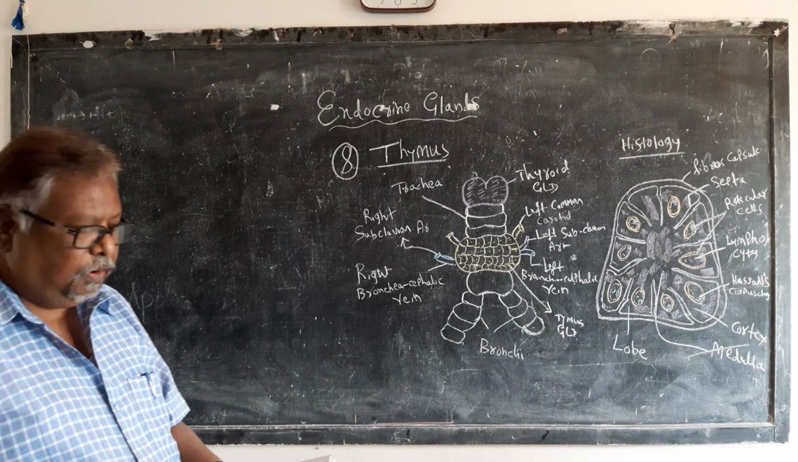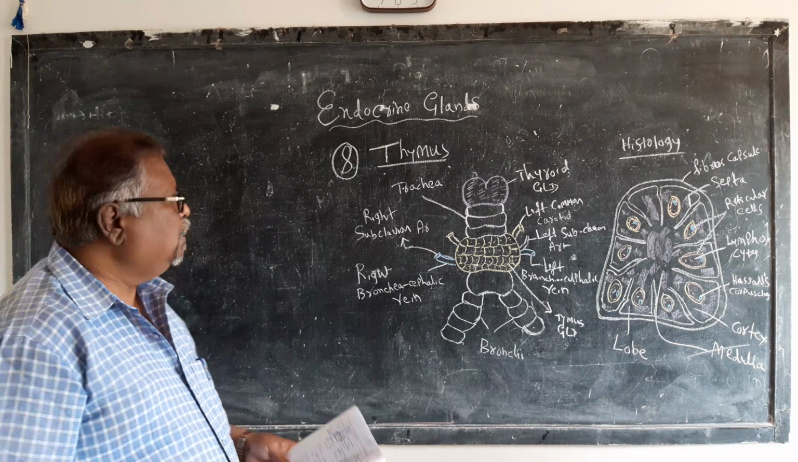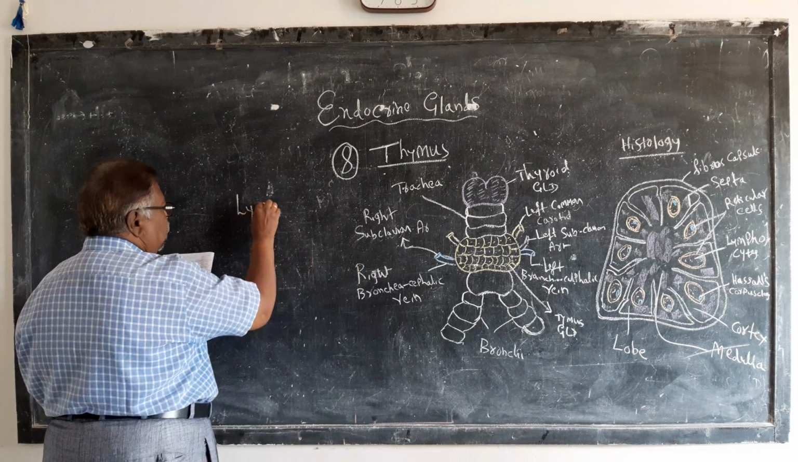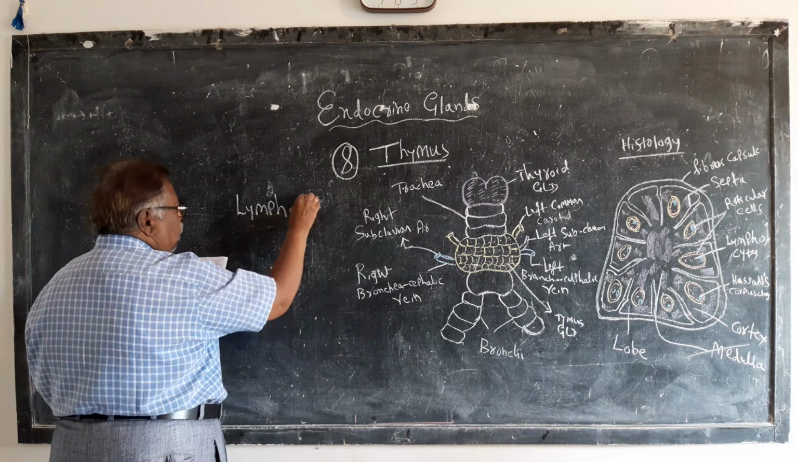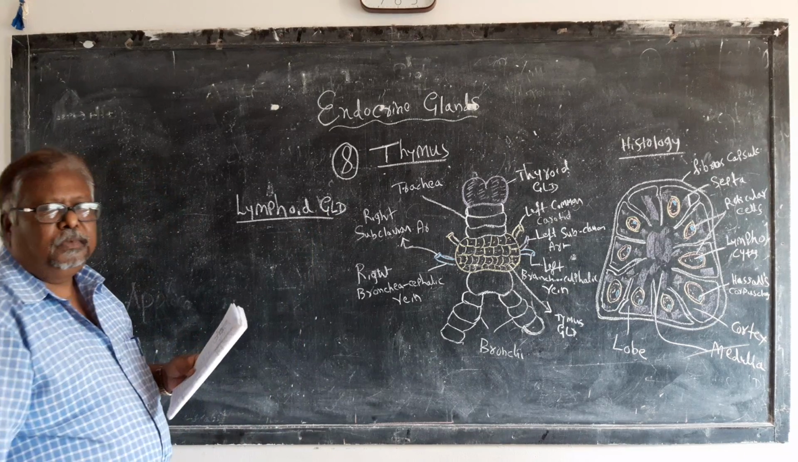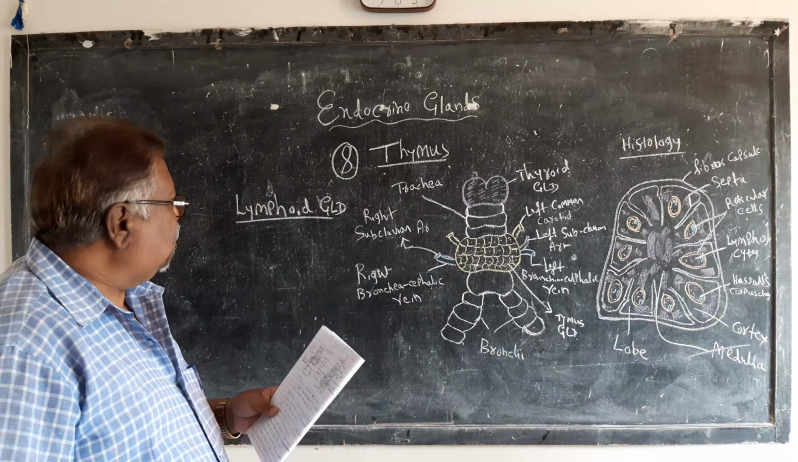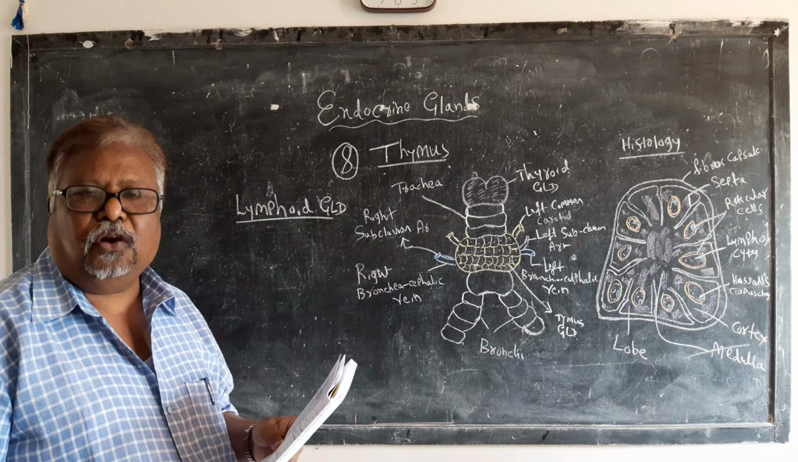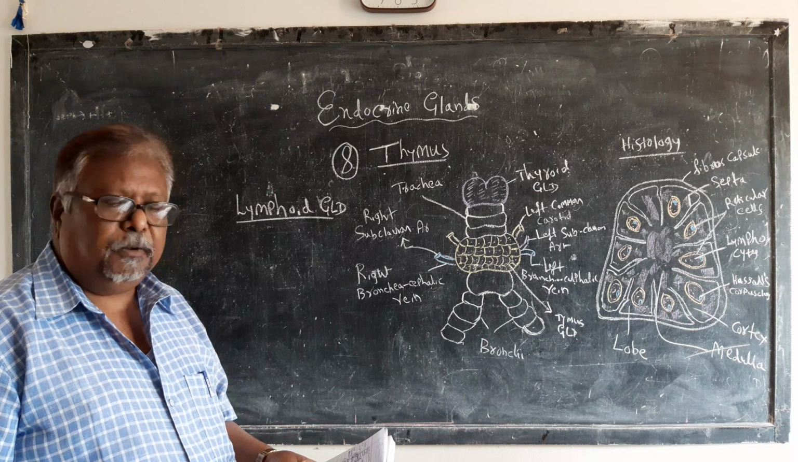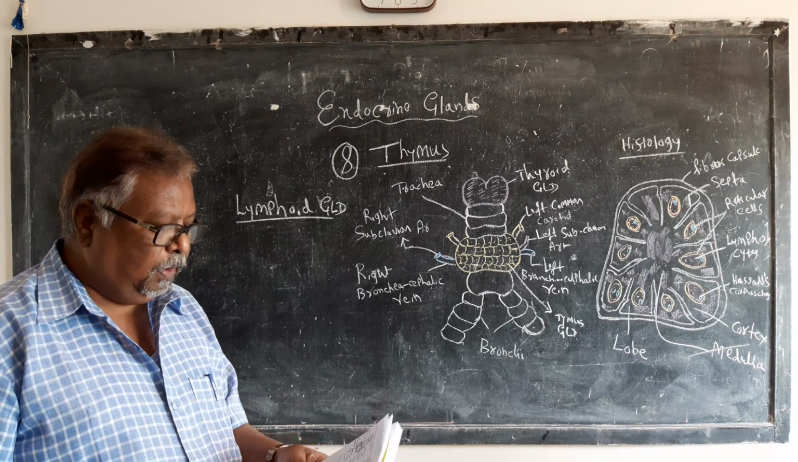Now, the first point is thymus is a primary lymphoid gland. It is a lymphoid gland concerned with the lymph nutrient. Lymph is a nutrient. So this gland is concerned with the supply of nutrients. It is a primarily lymphoid gland which is bilobed. Back side is also one more lobe.